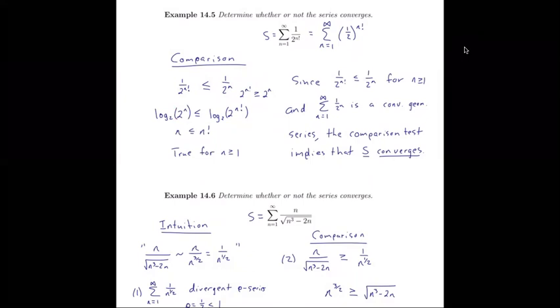So since this comparison holds and the sum from n equals 1 to infinity of 1 over 2 to the n is a convergent geometric series, the comparison test implies that S is a convergent series.